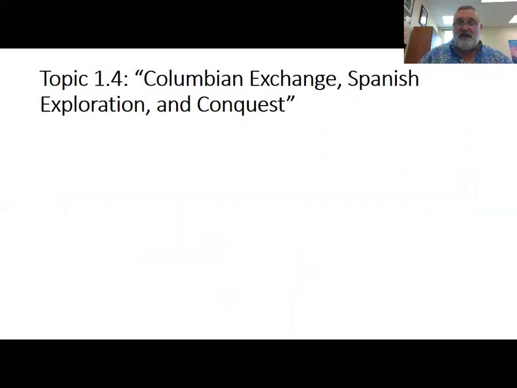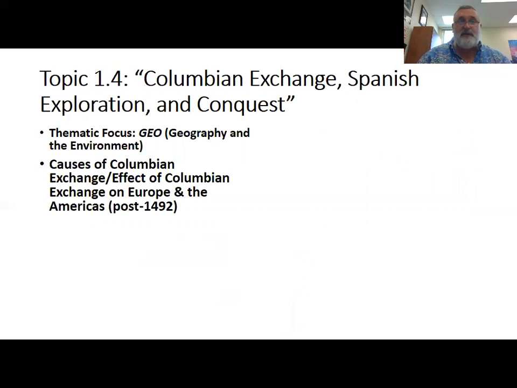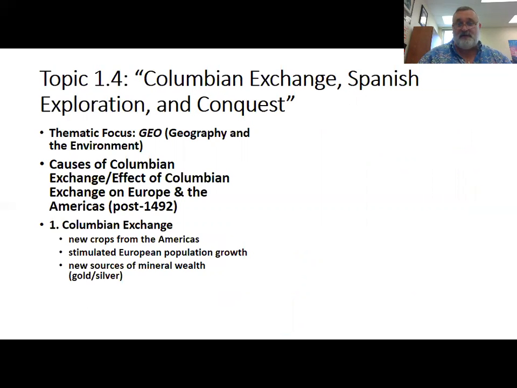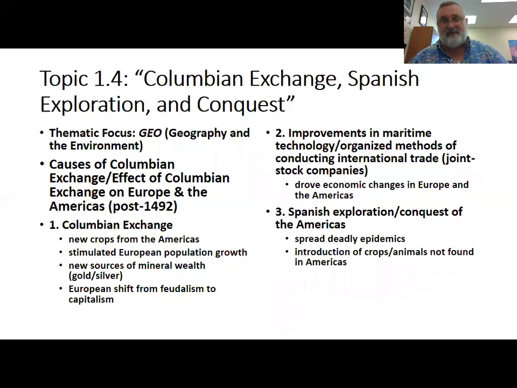1.4, the Columbian Exchange, the Spanish exploration and conquest. The theme again is geography and the environment. So you're looking at the causes of the Columbian Exchange, the effect of the Columbian Exchange. So what was this event that took place? There's a lot of interconnectedness here. So knowing that it's the exchange of goods, plants, people, diseases back and forth across the Atlantic is the basic definition.